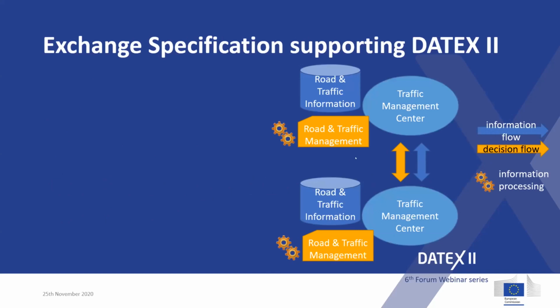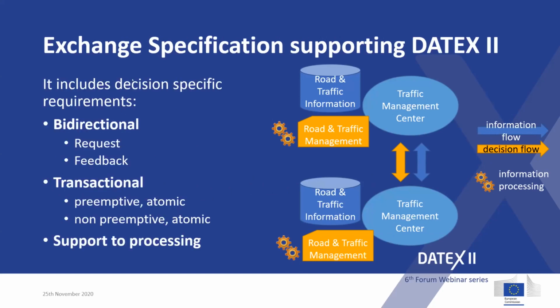We recall this figure from the previous presentation on exchange. We have further requirements than information delivery. The exchange is bi-directional. We have a request and a feedback in the other sense. It may be transactional, preemptive or non-preemptive, but we don't deal with preemptive transactions, so atomic transactions. We do support the processing. Yes, we need to support the information processing in the workflows normally.